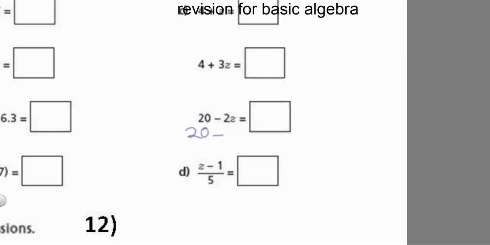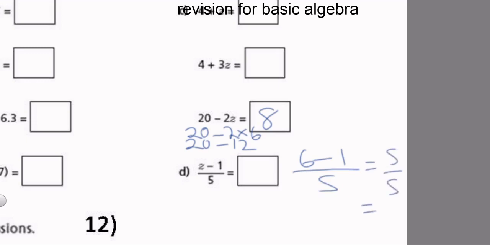20, take away 2 times, replace the z with 6. That's 20, take away 2 times 6, which is 12. We've used BIDMAS, 20 take away 12 leaves you with 8. Last question, look at the numerator, replace the z with 6, then you've got to take away 1, and underneath that you've got to divide by 5. That will be 6 take away 1 is 5, 5 divided by 5 is equal to 1. Answer is 1.